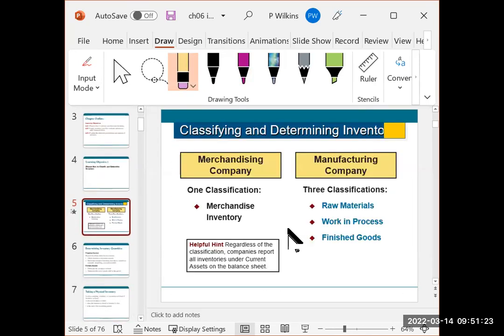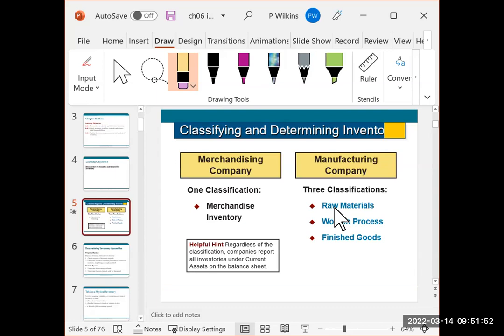So we're going to first talk just really quickly about merchandising versus manufacturing. Now, in this class, you deal with service companies, which we did in chapters 1 through 4, and then merchandising companies, which we did in chapter 5. Merchandising is selling an actual product, right?